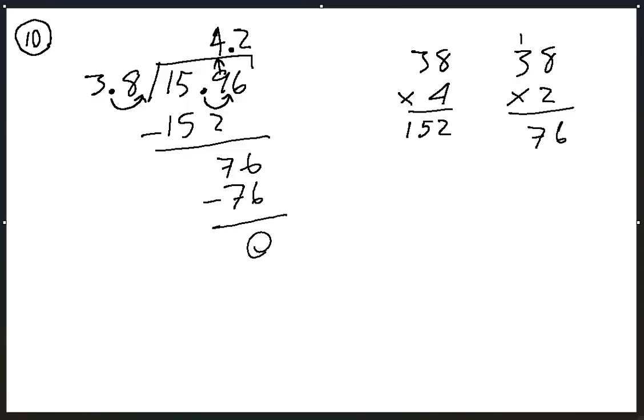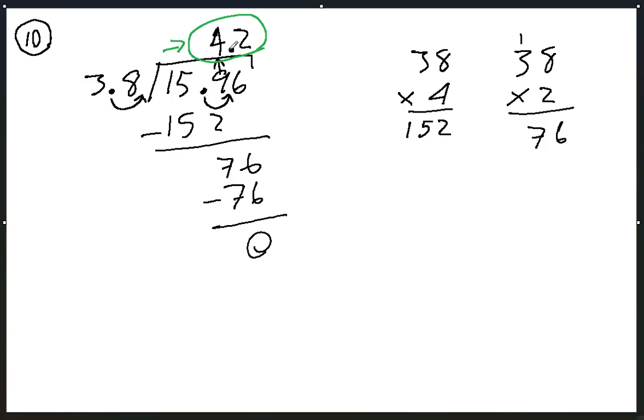So now our answer is not 42, but 4.2. This is our answer. Notice how the decimal went to the right once. Also move the decimal to the right once over here, and it goes straight up.